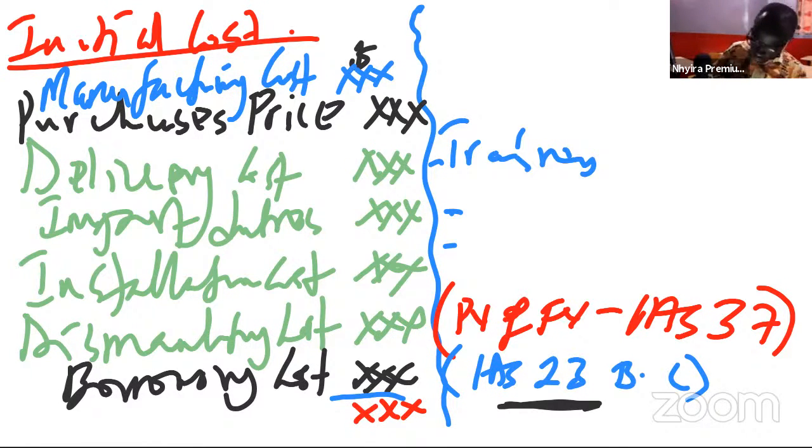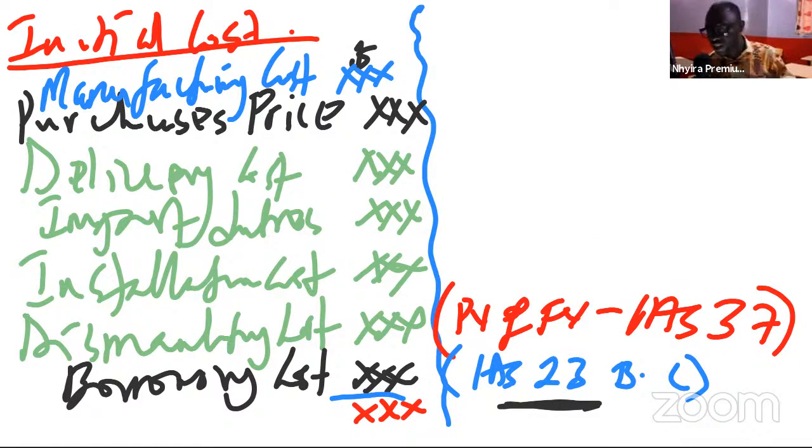Right, so after the initial recognition, we move on to the next one, and that is called subsequent measurement. Now, at the initial recognition, let me state this before we move from this slide.